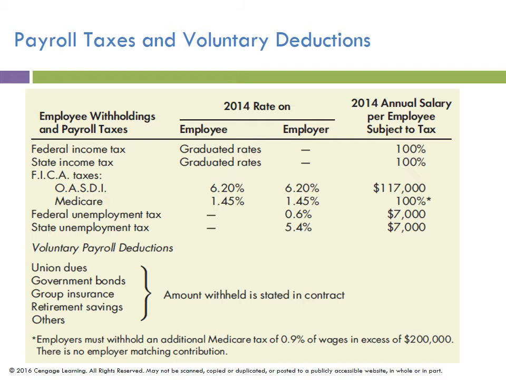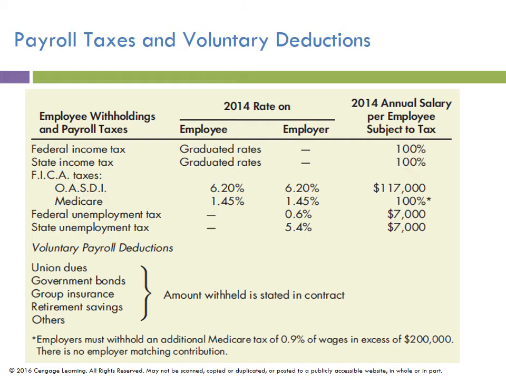If you look at this table, there's also a 6.2% and 1.45% for OASDI and Medicare in the employer column. And that's true because employers have to match what an employee pays as part of a separate expense. Those are employer payroll taxes. So employers pay a match of what the employee pays for FICA, also federal and state unemployment.